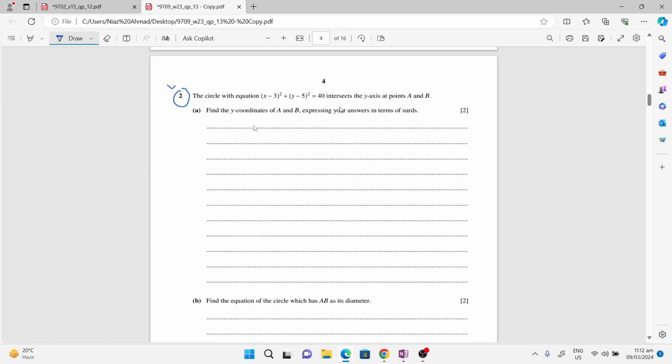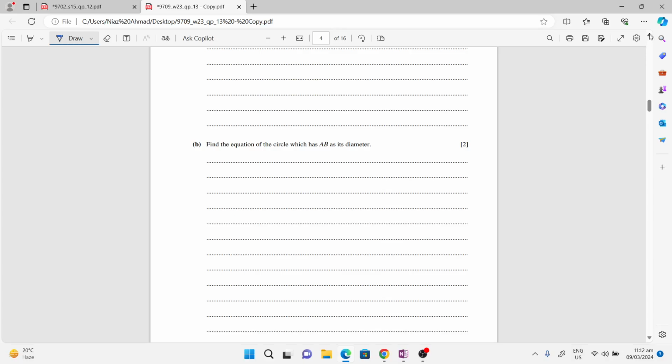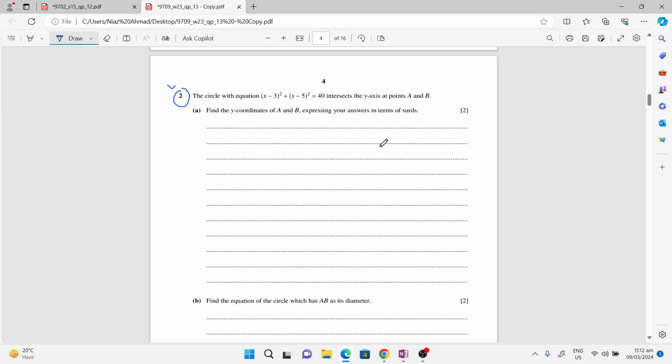So the circle with equation, this 40, intersects the y-axis. I think I did this too. You did this too. Yeah. I don't think I completed the whole paper though. I just did the integration and differentiation questions. Just do it from scratch. So let me check you.